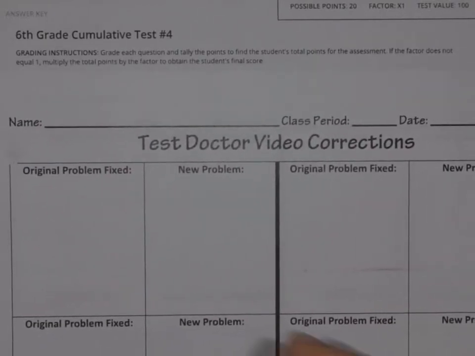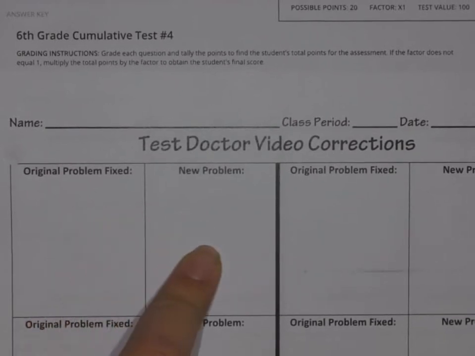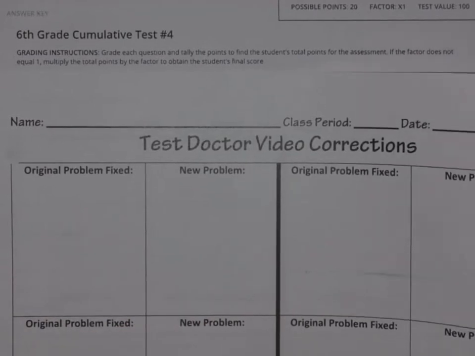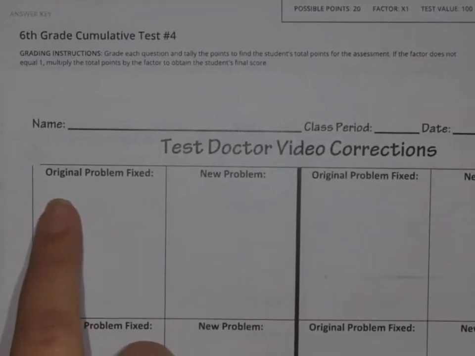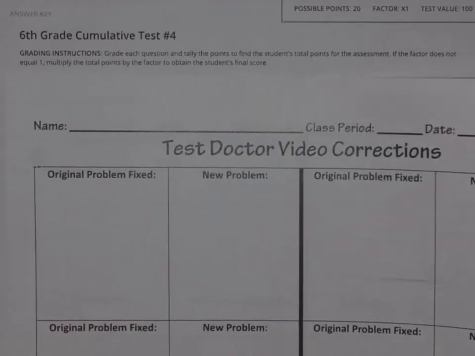Remember how this works. You will fix the original problem that you missed, and then I will give you a new problem to do at the end, after we've worked it out, okay? So I'm going to start with number 1. If you missed number 1, you write number 1 here. You're going to fix it with me, and then you will do the new problem after, okay?